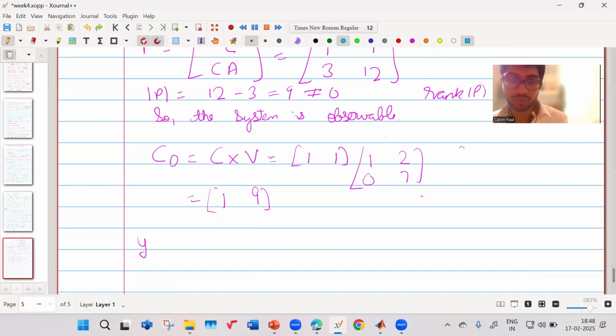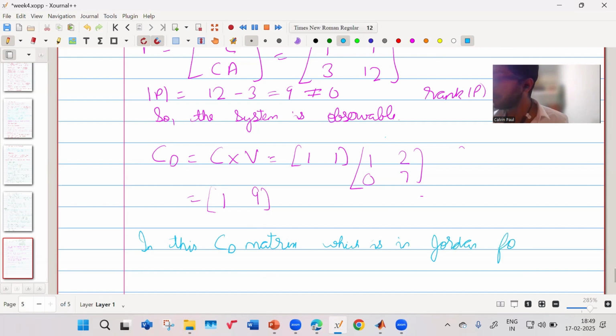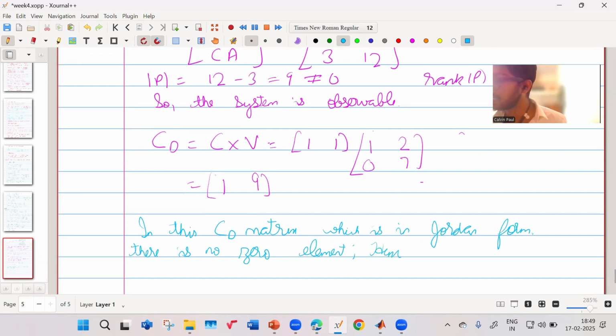Now you can see in this CD matrix, which is in diagonal form, in Jordan form, there is no zero element. So what does this mean? Hence, we can say that the system is observable.